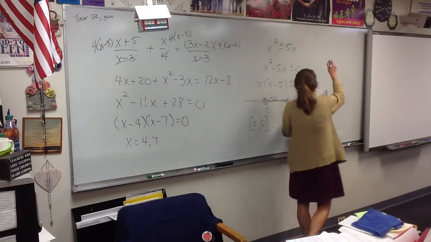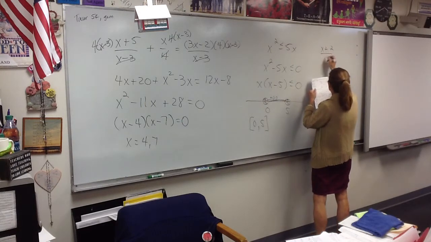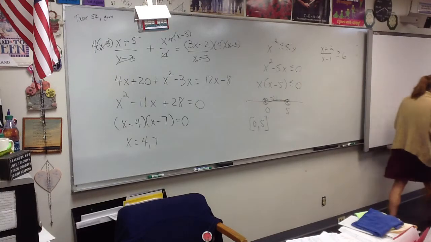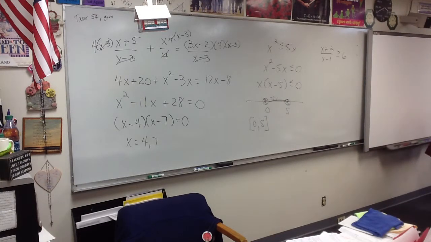All right, number 3. What's our strategy here? Subtract 6. And get 0 again. That's what we do. We get 0.